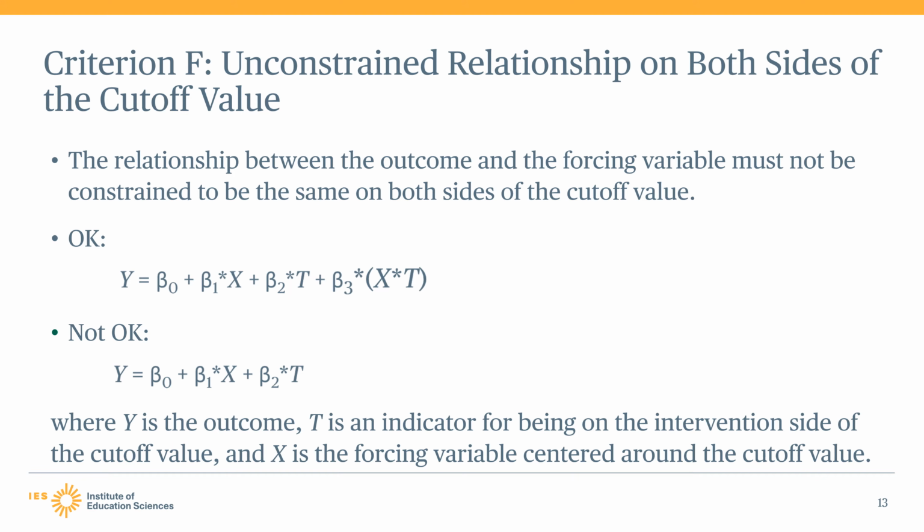Conversely, a regression model omitting this interaction term, one that only included a main effect for the forcing variable, beta 1, and a main effect for the treatment assignment dummy indicator, beta 2, would not satisfy this criterion because such a model specification constrains the outcome forcing variable relationship to be the same on either side of the cutoff. The reason for this requirement is that the presence of an intervention is typically expected to change the relationship between the forcing variable and the outcome. So best practice is to allow for the relationship between the forcing variable and the outcome to be different for the intervention and comparison groups.